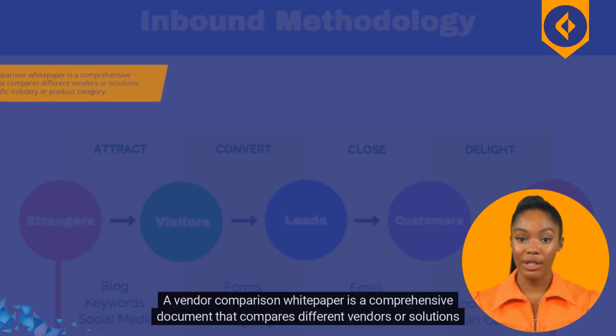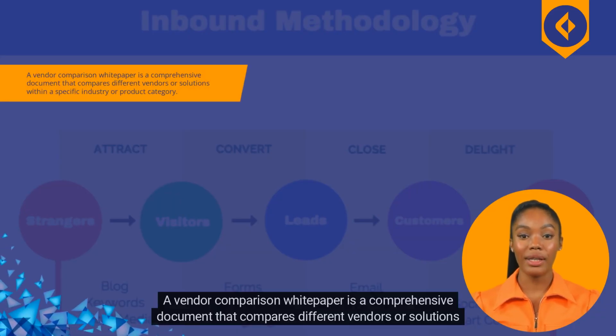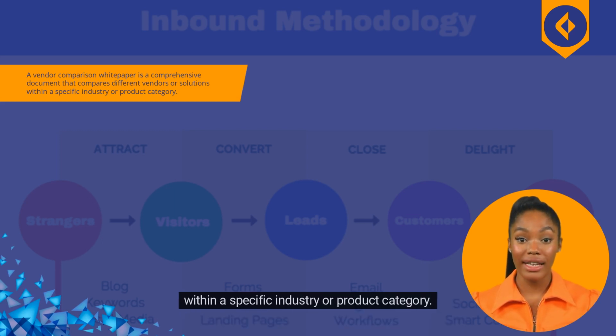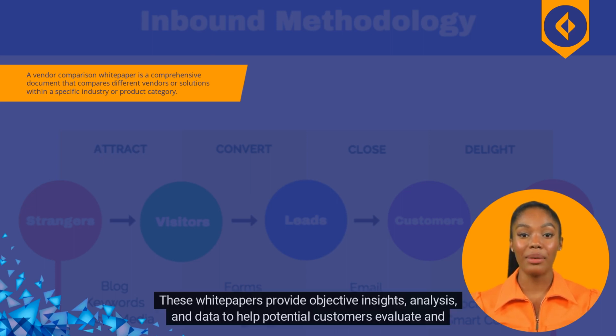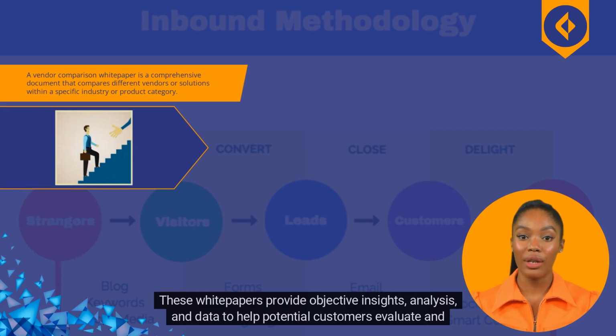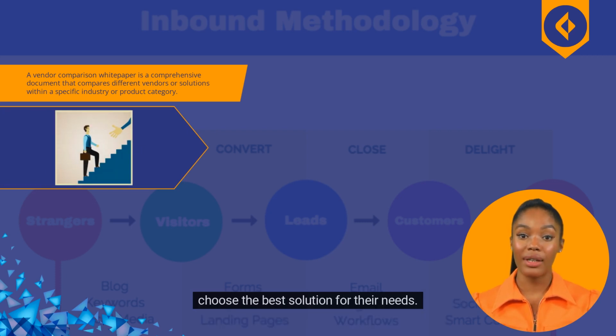A vendor comparison white paper is a comprehensive document that compares different vendors or solutions within a specific industry or product category. These white papers provide objective insights, analysis, and data to help potential customers evaluate and choose the best solution for their needs.